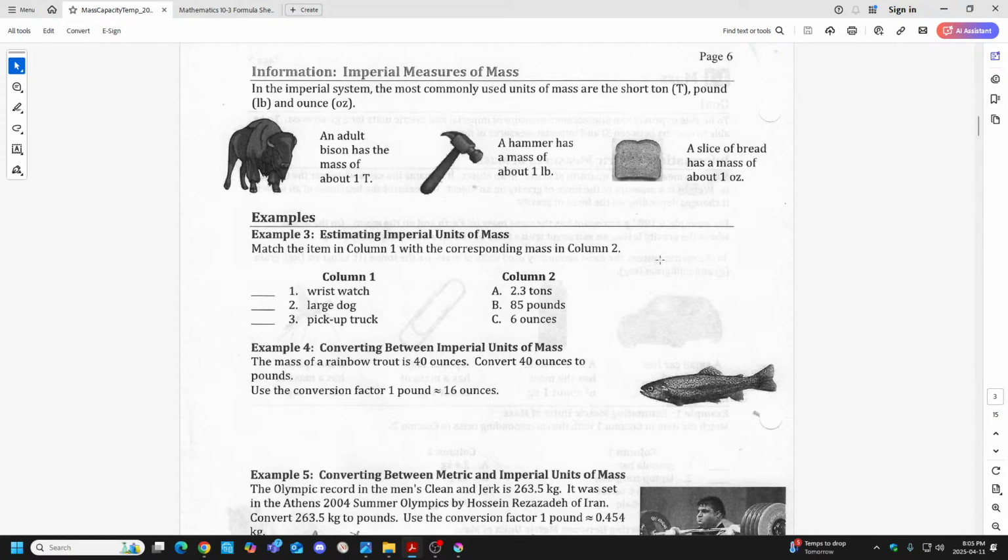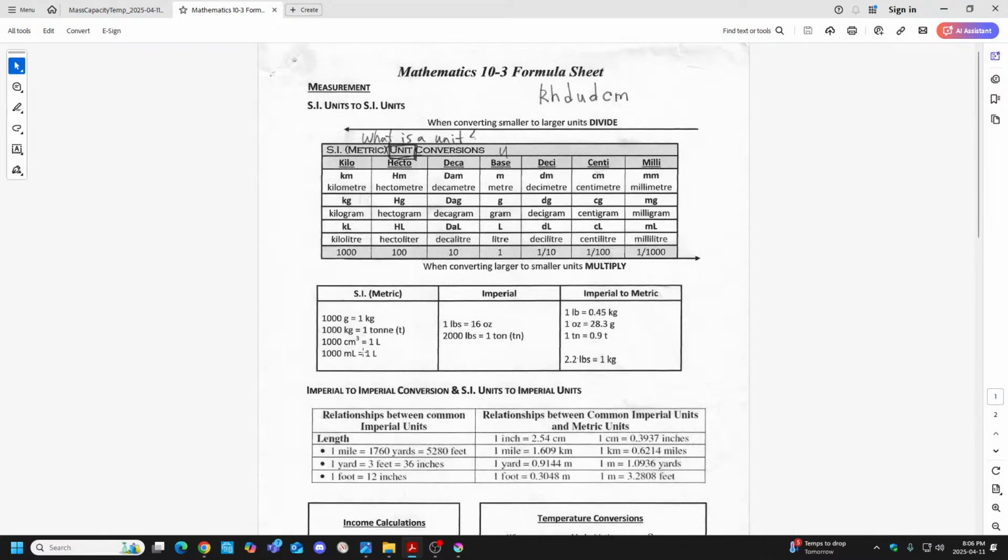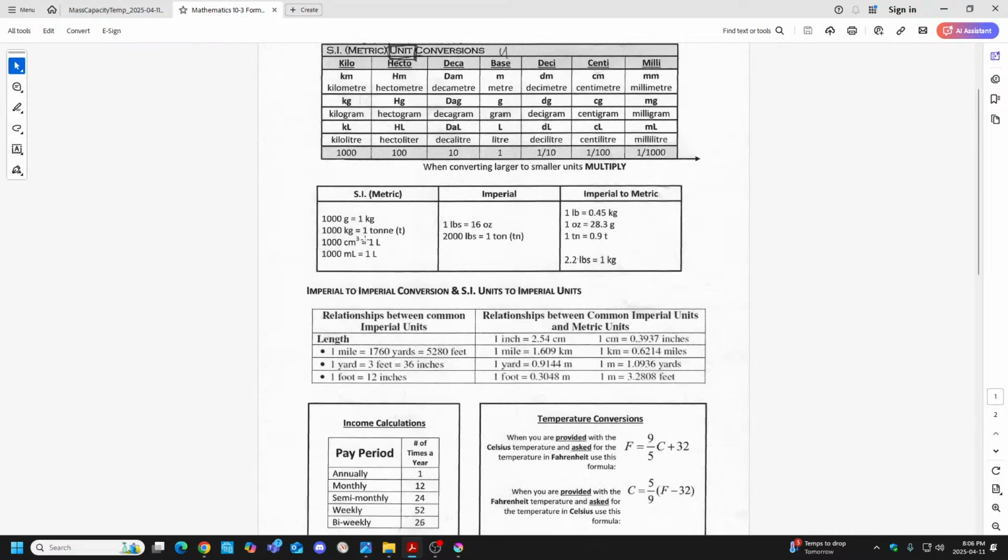So in the imperial system, the most commonly used units of mass are the short ton, the pound, and the ounce. Here are some examples. We have these values on our sheet. If you look here, 2,000 pounds equals 1 ton. We have 1,000 kilograms equals 1 ton, or a tonne. I think it's pronounced tonne. And again, this is part of the system.